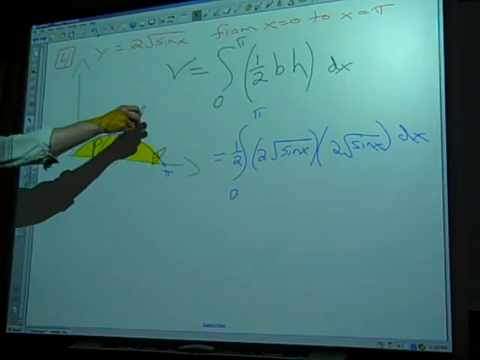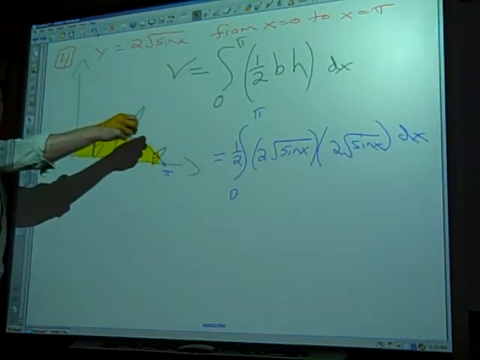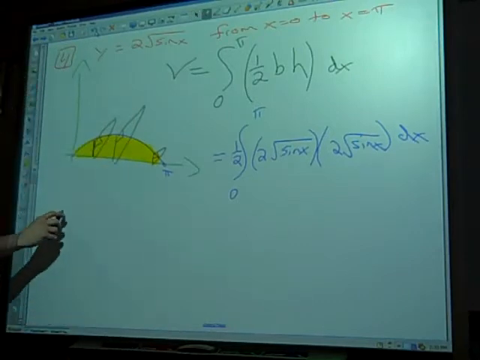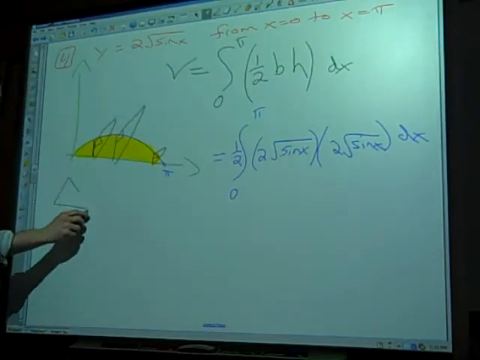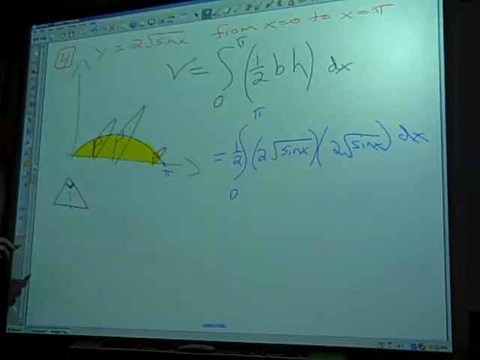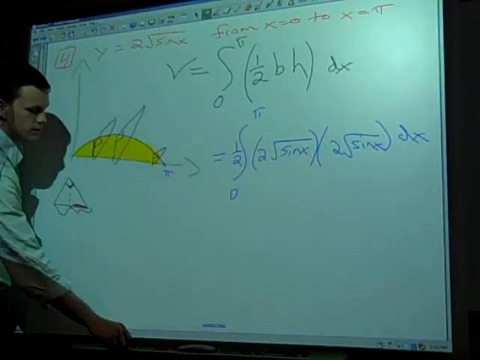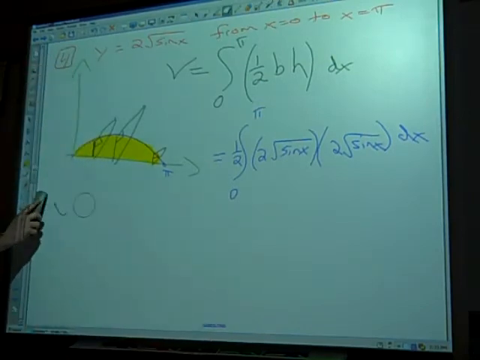If the right angle was on the top, in other words, if this was the right angle, we would have had a lot more work, because our base would have been 2 root sine of x, then half of that would have been this, then we would have had to figure out. Anyways, a lot more complicated.